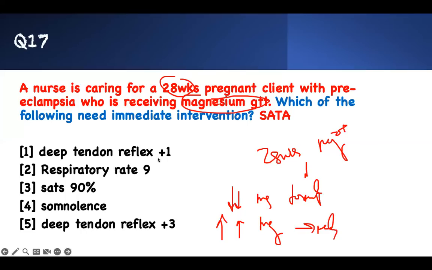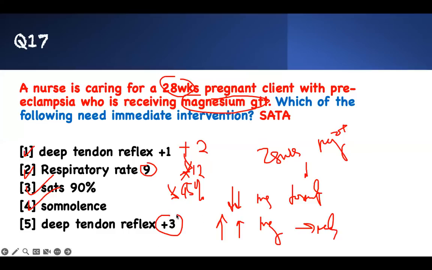So we want the deep tendon reflex to be 2. That means we want it to be normal. So when we put them on this, we're trying to make things normal as much as possible. So deep tendon reflex of 1, yeah, we got to intervene. We want the respiratory rate to stay above 12. This is less than 12. So we got to intervene. We want the oxygen saturation to be above 95. So you want it to be greater. This is less than 95. So we got to. And the neurological status is bad.